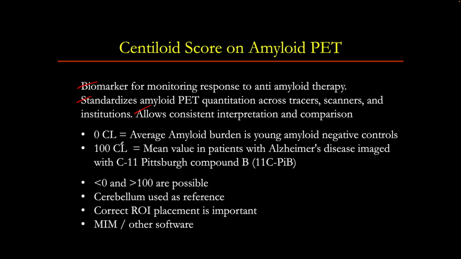A 0 score is consistent with average amyloid burden in young amyloid negative controls. A Centiloid score of 100 is the mean value in patients with Alzheimer's disease imaged with C11 Pittsburgh compound B. So values less than 0 and more than 100 are possible.